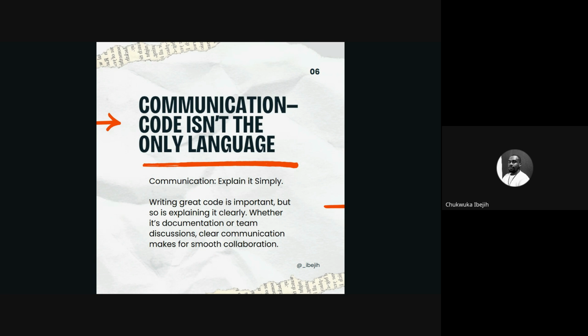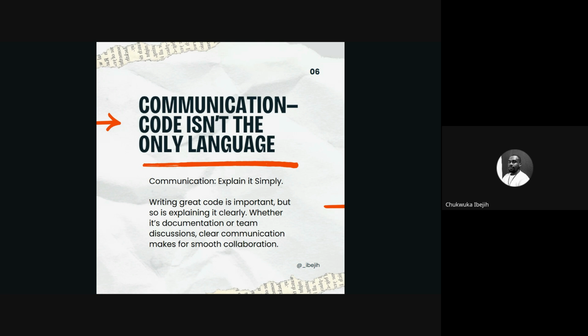Another very much important thing is communication. This is something that most back-end guys lack, communication. Now, why I say this is when I started my journey, I started as an intern.